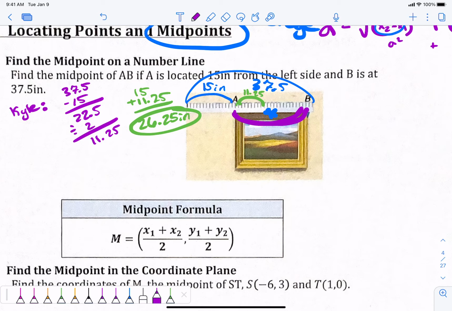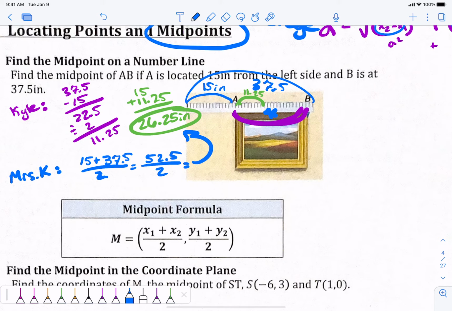And I said that totally will work, but I have a better method, because finding the midpoint is like finding the average, right? We're just going to average those two numbers together. So 15 and 37.5, if we add them together and divide by 2: 15 plus 37.5 is 52.5, divided by 2, and that is, you guessed it, 26.25. So you can certainly do Kyle's method. It makes sense, but finding the midpoint is like finding the average, and that is maybe a little faster. Makes sense? Okay? Finding the midpoint is like finding the average.